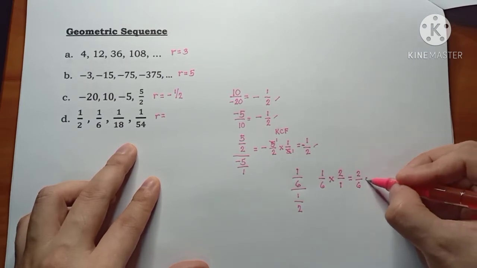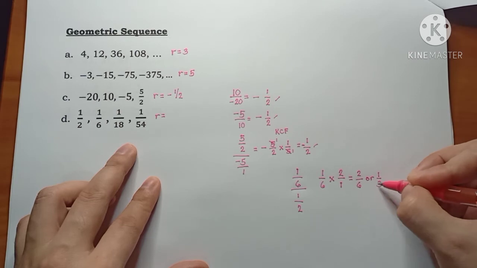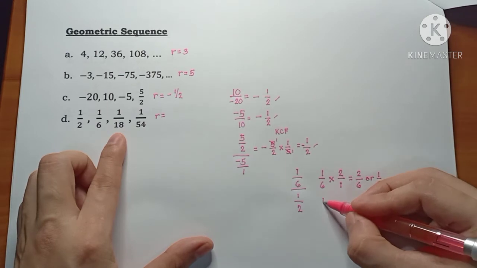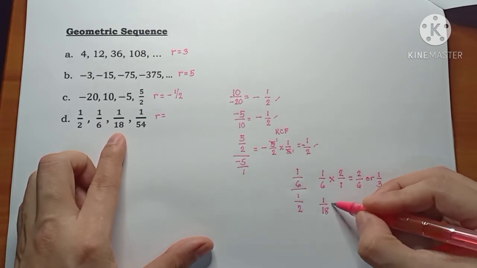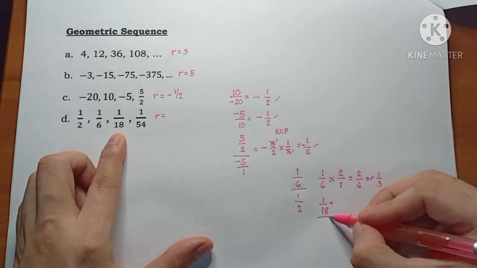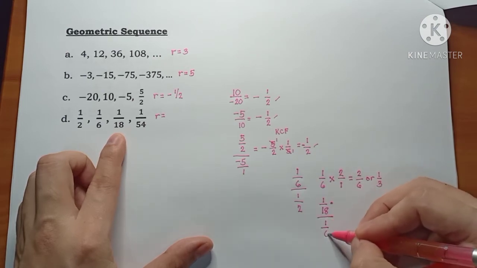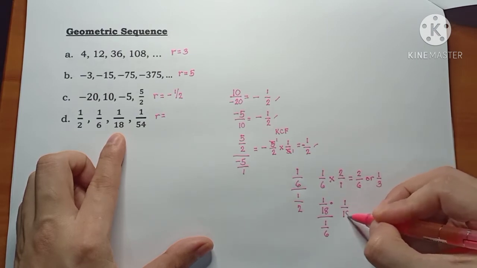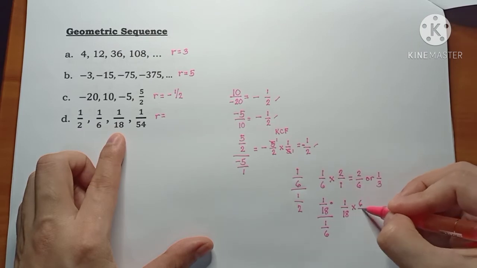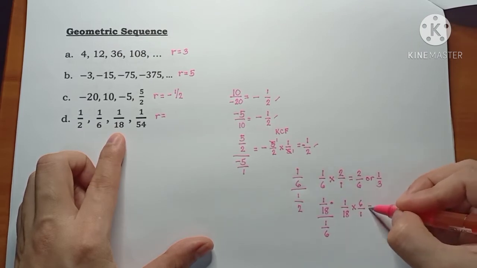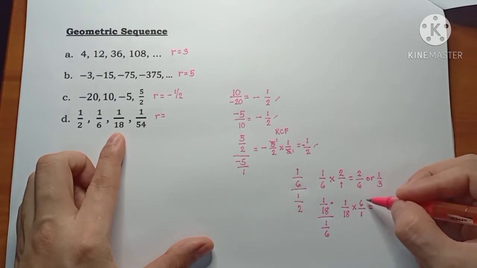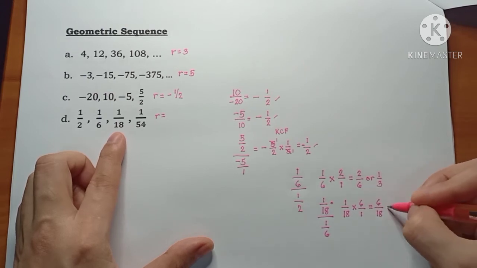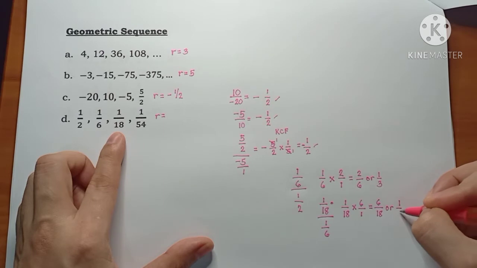Then, lowest term natin yan, or equal to 1/3. So, dapat 1/3 din ito. Pag hindi yan 1/3, hindi siya geometric. So, try natin. 1 over 18 divide by 1 over 6. And then, by KCF, so that is 1 over 18 times 6 over 1. So that is equal to 1 times 6, numerator to numerator, denominator by denominator, so 6 over 18. Or, lowest term, 1/3.